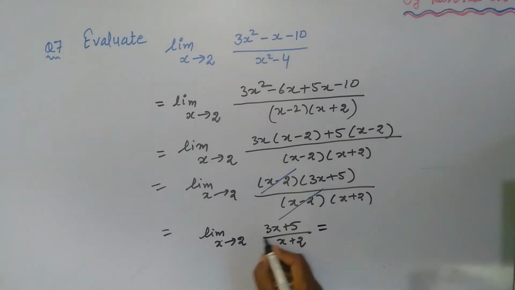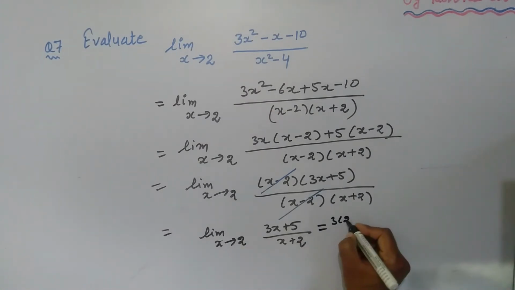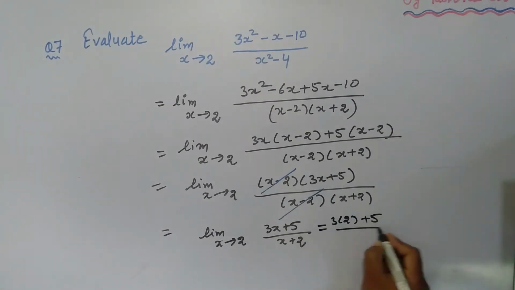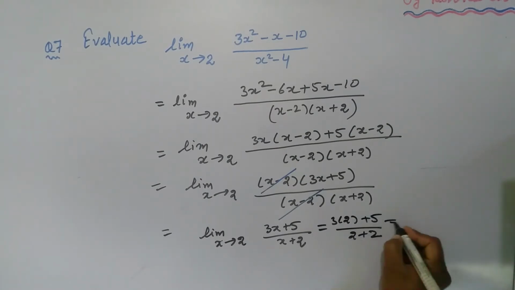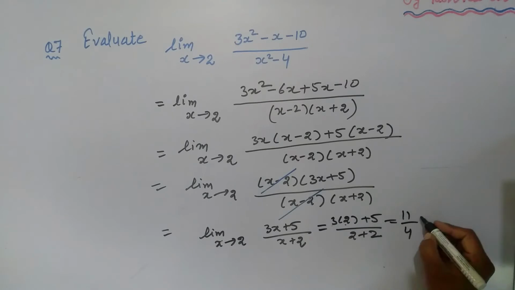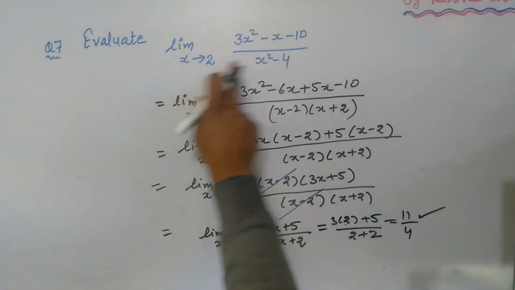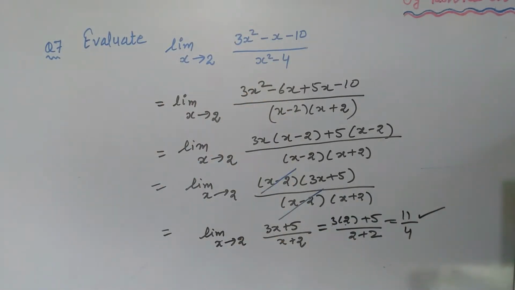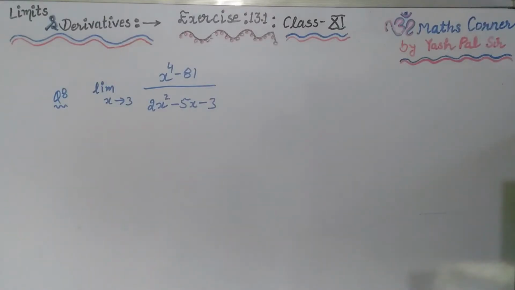Here we put x equal to 2. This becomes 3 into 2 plus 5, divided by 2 plus 2. 3 into 2 is 6, plus 5 is 11, upon 4. So this 11 upon 4 is the limit of the given function. Now next question is question number 8.